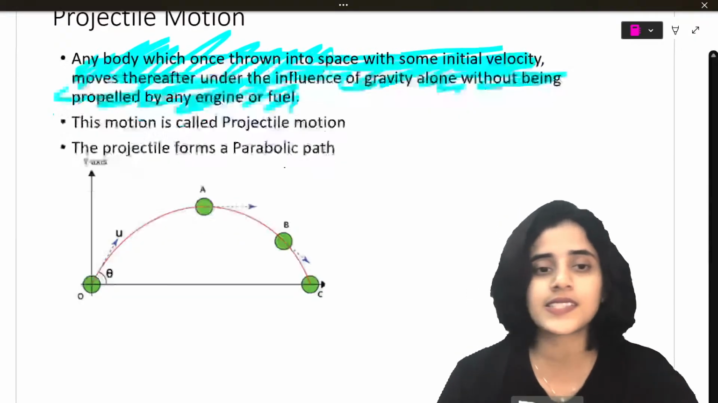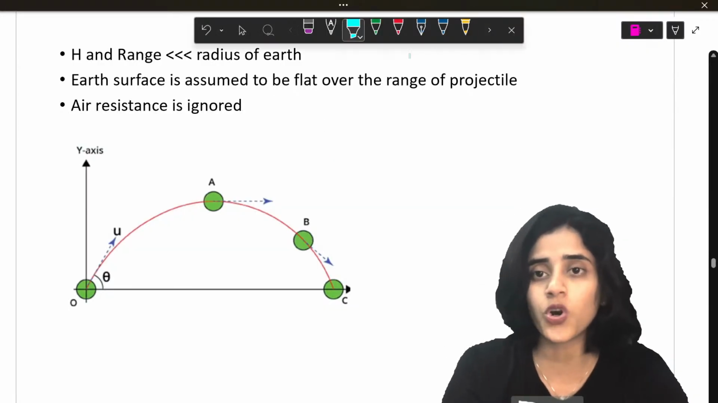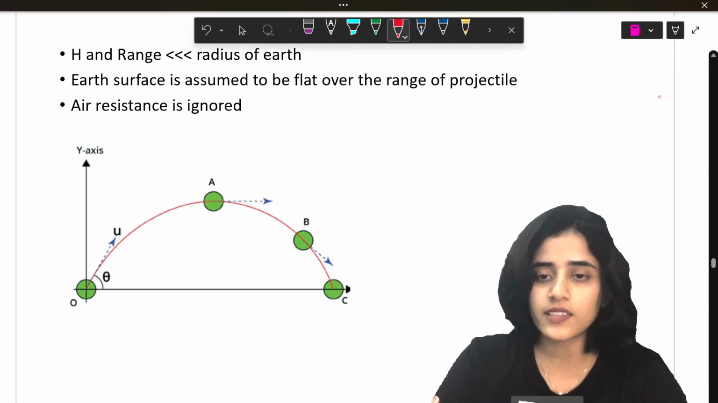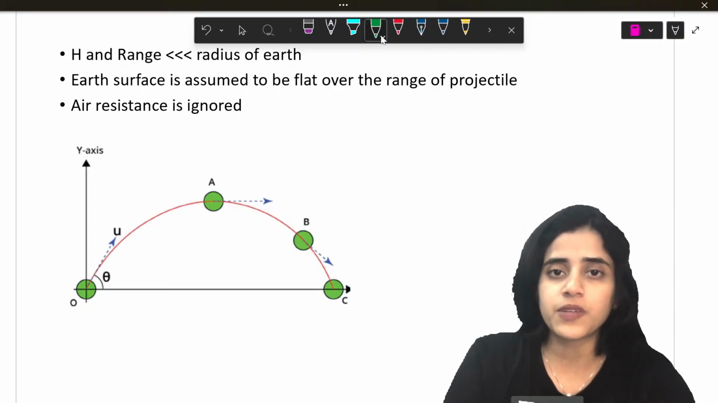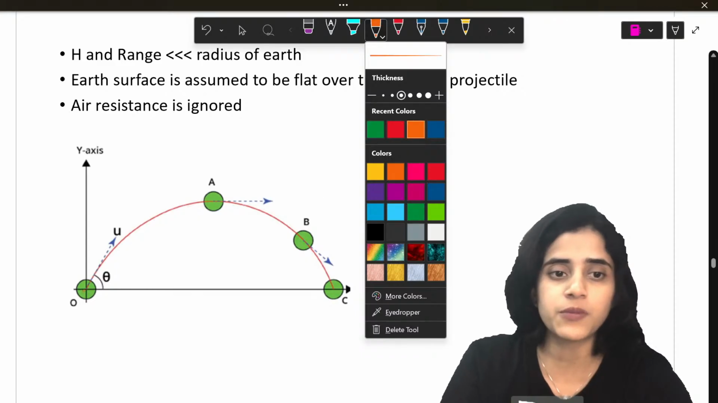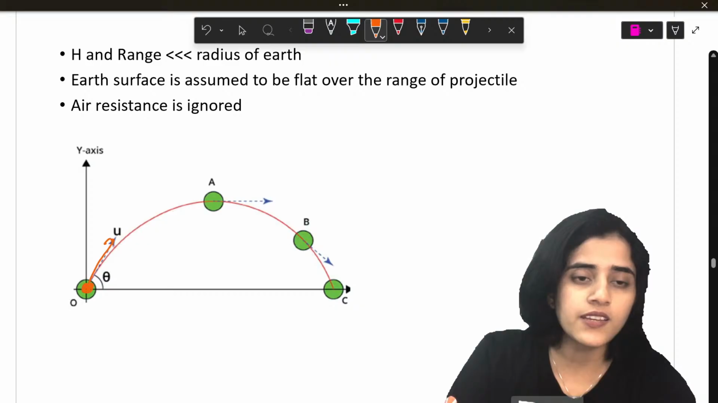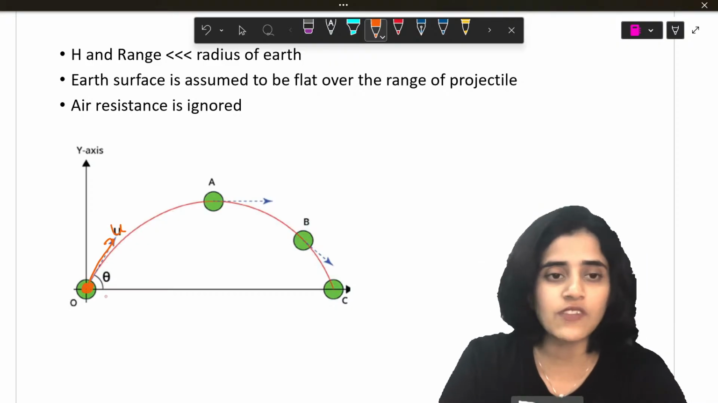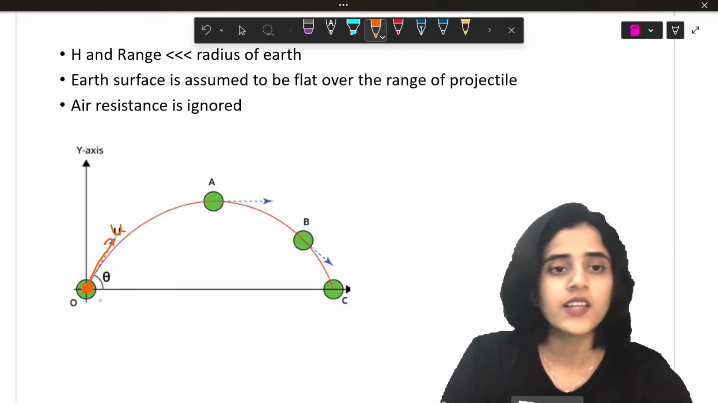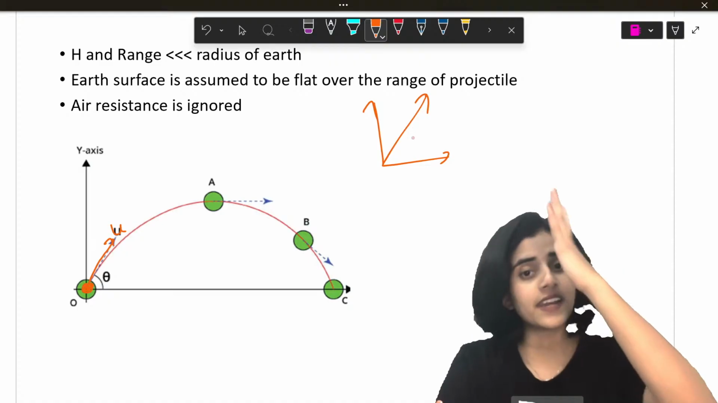Okay? Now, certain things that you need to know about projectile. What are the certain things? First thing, you start from here. Initially, you go with a velocity of u. Initial velocity is u, and u is in a random direction.